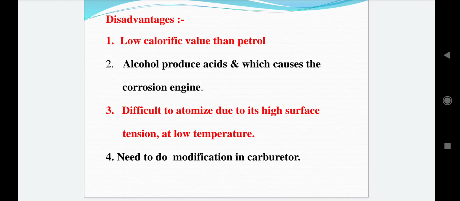So this is about the disadvantages of power alcohol.